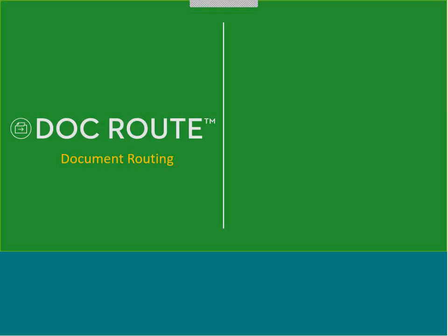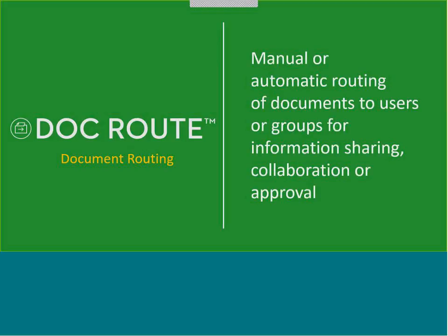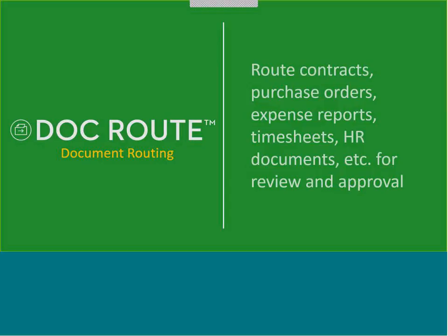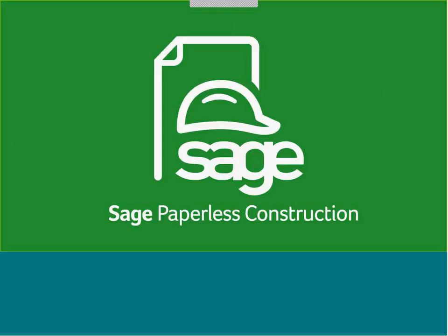Now, secondly, we have a document routing system that we call DocRoute. That allows you to manually or automatically route documents to users or groups, basically for information sharing, collaboration, or for approval. You can use this system to route contracts, purchase orders, expense reports, timesheets, HR documents, etc., all for review or approval. So let's go ahead and get into the system.